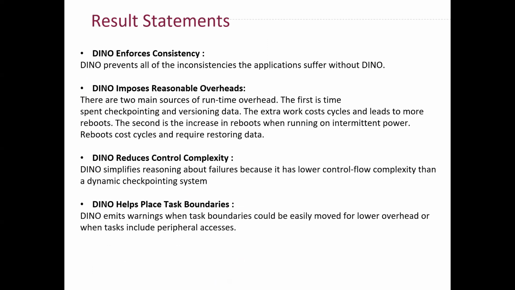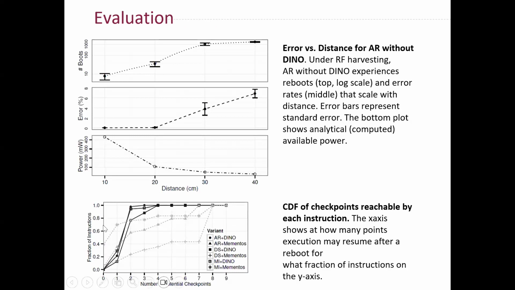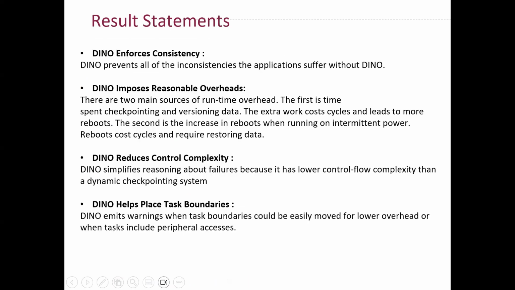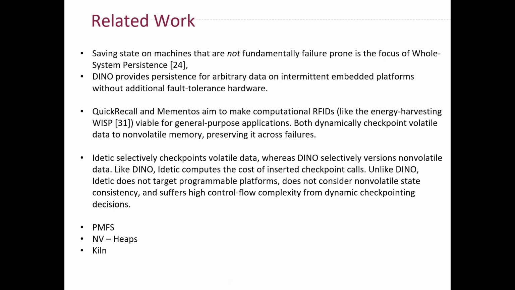Third, DINO reduces control complexity. This can be seen from the last graph, wherein the number of points your program can hop to is extremely small. So your control complexity now reduces with DINO. And the fourth being DINO helps place task boundaries, because DINO's compiler sends you warnings wherein you have unnecessarily placed tasks. So it aids you in placing task boundaries. These four are the main statements of DINO, and this is what the whole paradigm of DINO rests upon.